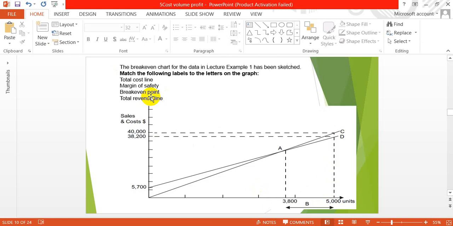B is the margin of safety. We had computed the margin of safety as the difference between the budgeted sales of 5,000 and the break-even sales of 3,800. So this B area here is our margin of safety.